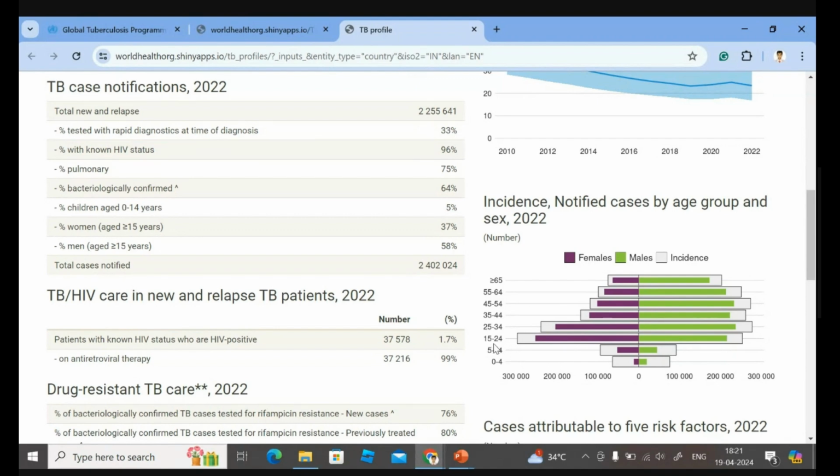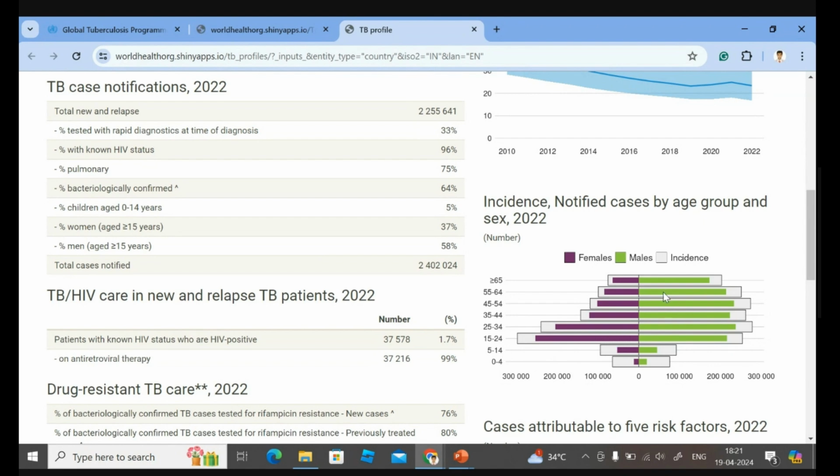What about the 15 to 24 age group? Who has more cases or incidences? Can you see this? Can you all see this? Hello. Yes, sir, we can see. Now tell me from this data, I'm here.